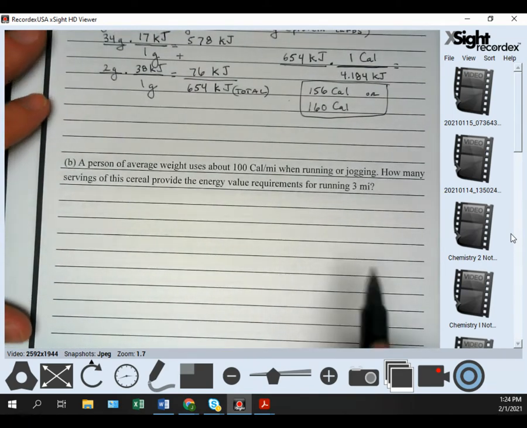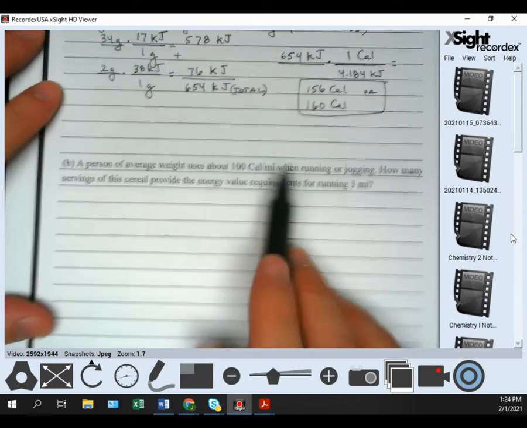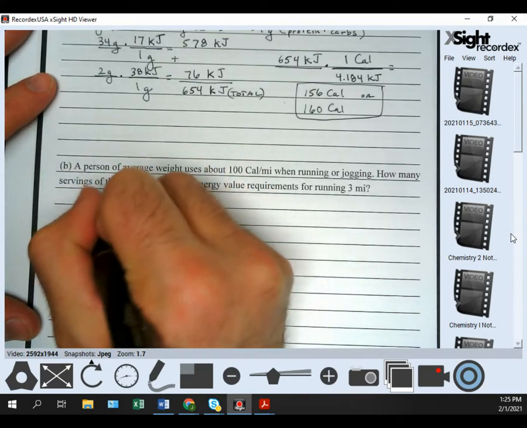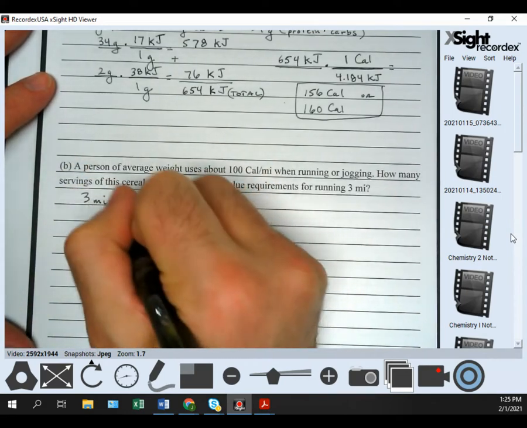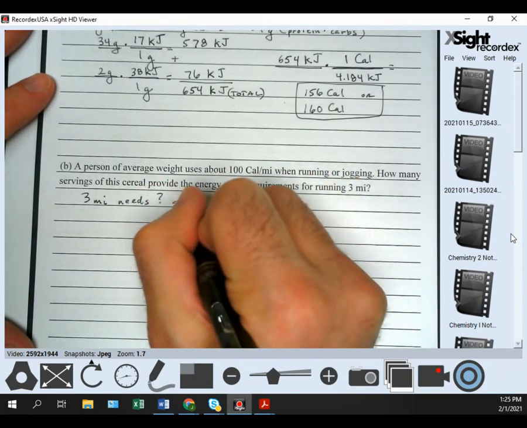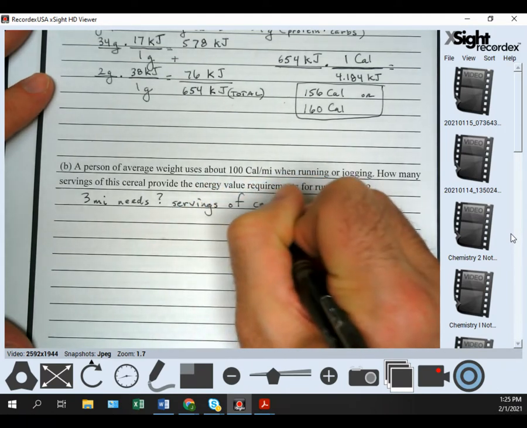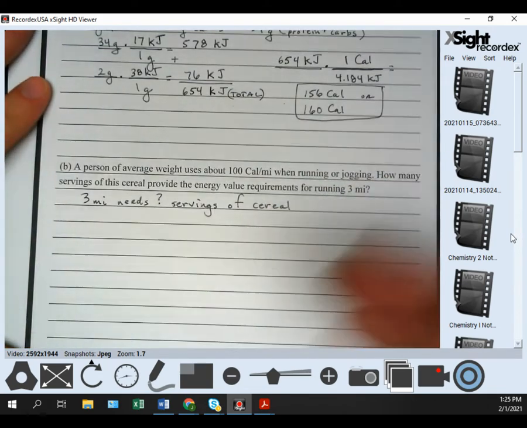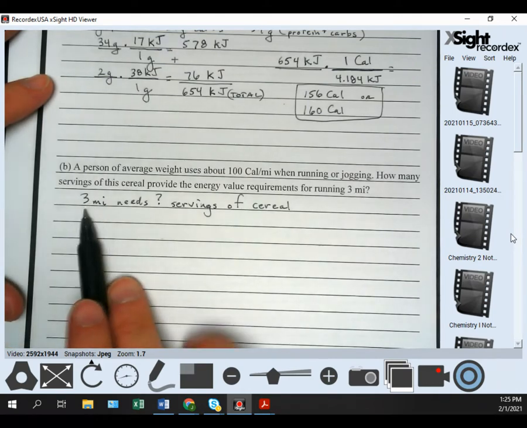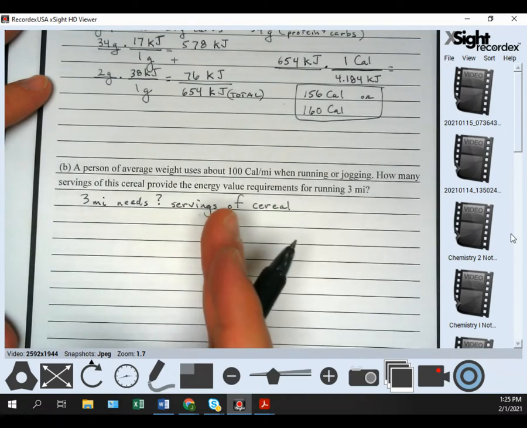All right. So they told us we've got 100 calories per mile, right? We're looking for 3 miles. So basically, what we're asking is how many servings of cereal 3 miles needs to power it, right? So we've got 3 miles, and we know how many calories per mile. So what we're trying to figure out is how much energy it is, and then how many servings that is.